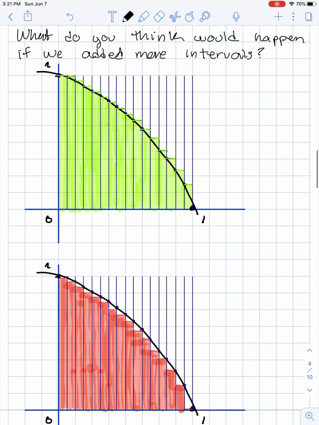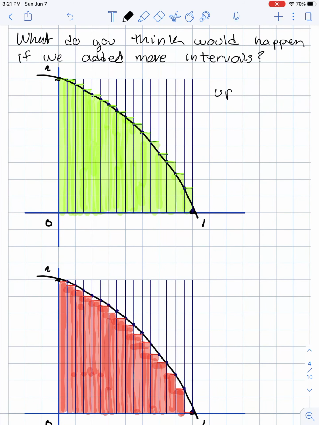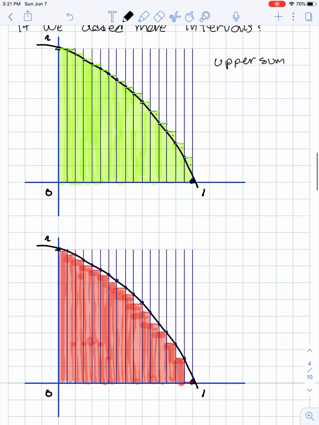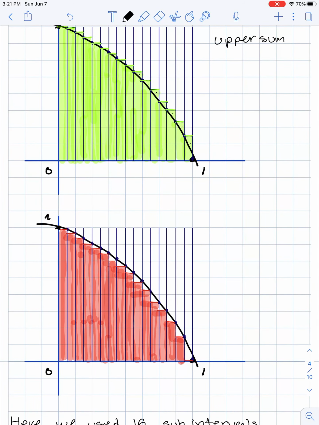So I spent way too much time, and I drew the graph with 16 subintervals. The top one here is calculated with the upper sum, and you can see the overestimation on these little almost triangle things. And we have our lower sum in red. And I colored them in.